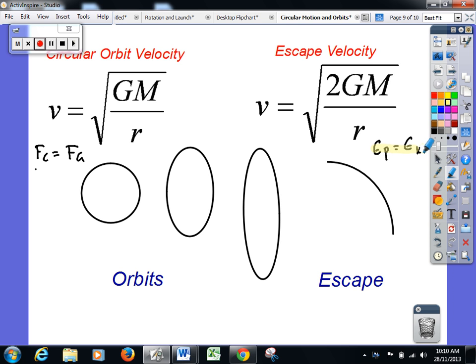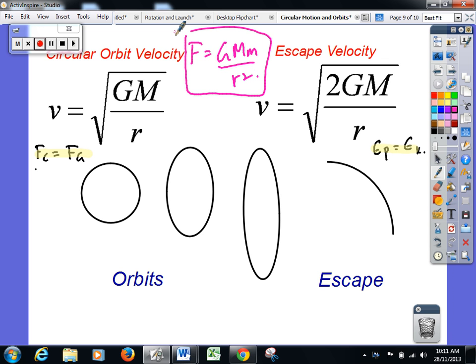So both of these formulas are derived from Newton's formula, which is simply force is capital G, little m, big M on R squared. Both of these formulas come from that somehow. Their origin is in that. This one is the velocity for orbit. This is the velocity for escape. What's the only difference between them? The actual answer is not exactly 2. It's root 2. Now root 2 is approximately equal to 1.41, or just 1.4.